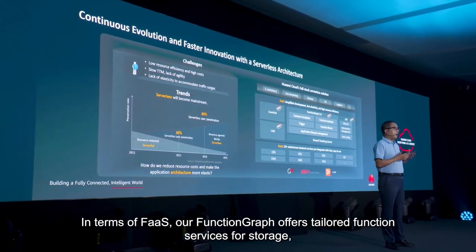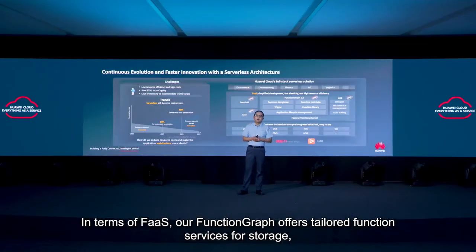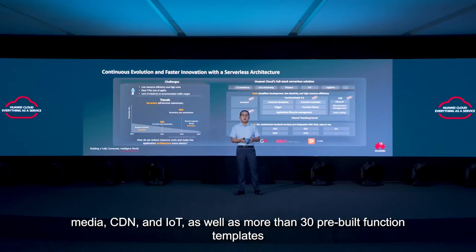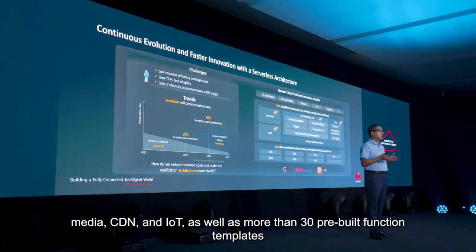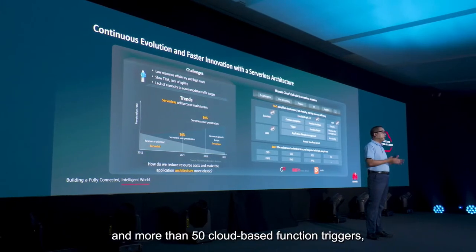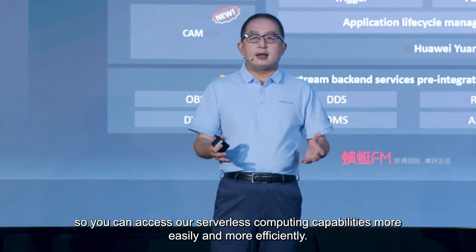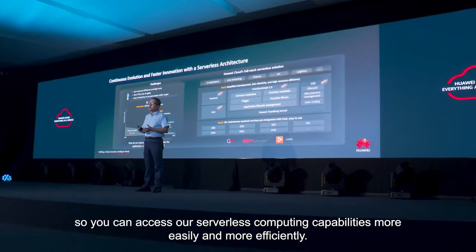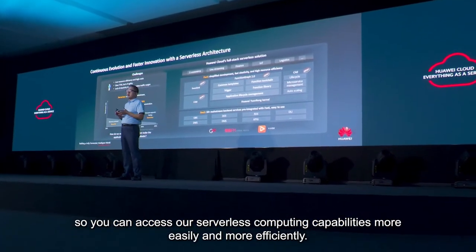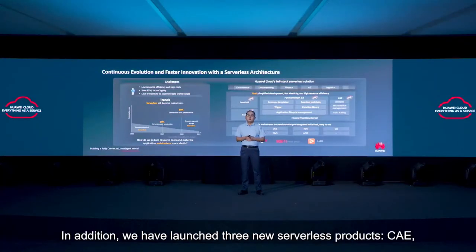In terms of FaaS, our FunctionGraph offers tailored function services for storage, media, CDN, and IoT, as well as more than 30 pre-built function templates and more than 50 cloud-based function triggers. So you can access serverless computing capability more easily and more efficiently. In addition, we have launched three new serverless products.